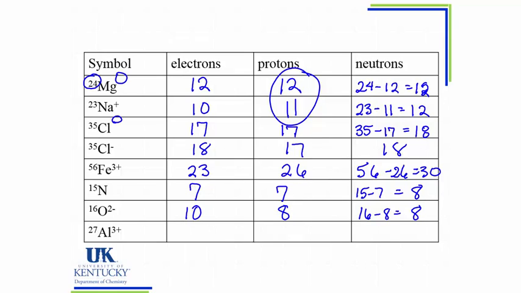Aluminum has 13 protons because its atomic number is 13. It has a +3 charge, so it has to have fewer electrons by 3. And then we would take 27 minus 13, which is 14. So that's the completion of that grid.